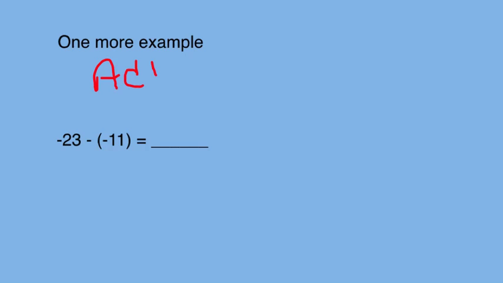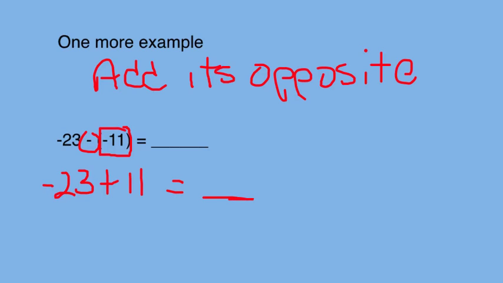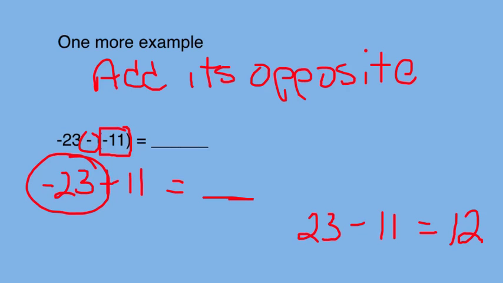One more example. Add its opposite. I'm going to change this to an addition problem. -23 stays the same. I'm going to change this to addition. I'm going to take the opposite of -11, which is 11, and I'm going to add those two together. Well, now I have different sign. Different sign says take the difference of the values, so 23 minus 11 gives me 12, and my larger value is negative, so my answer is -12.